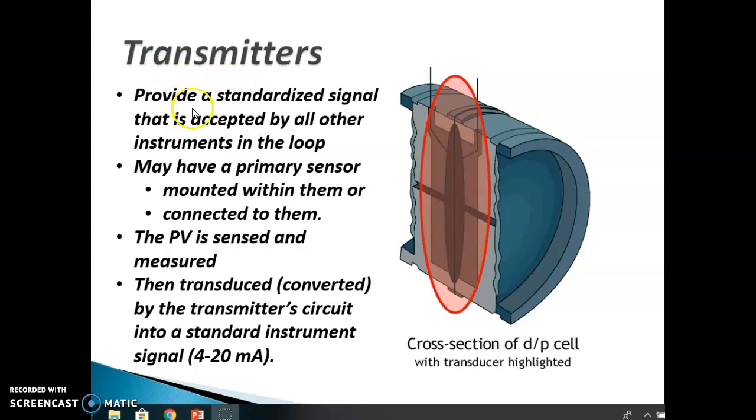Now the transmitter, it's important to understand, provides a standardized signal that is accepted by all other instruments in the loop. And it's generally going to be the 4 to 20 milliamp signal. Okay. So it reads the process variable, it's sensed and measured, and then it is transducer converted by the transmitter circuit to the 4 to 20. So that's where they get this transducer word mixed up with transmitters. But we're going to look at a transmitter and a transducer in a different way. Okay, so again, you could have a primary sensor with it, or it could be integrally mounted together, or separate, and then added to it.